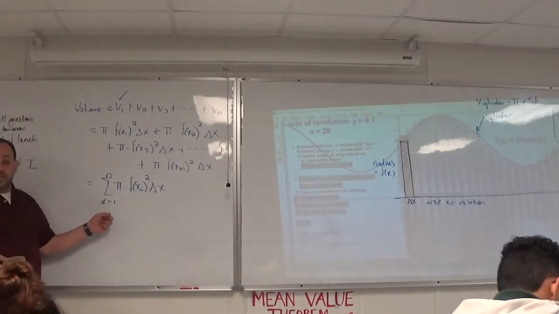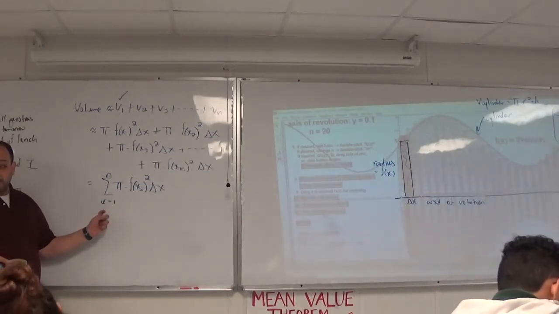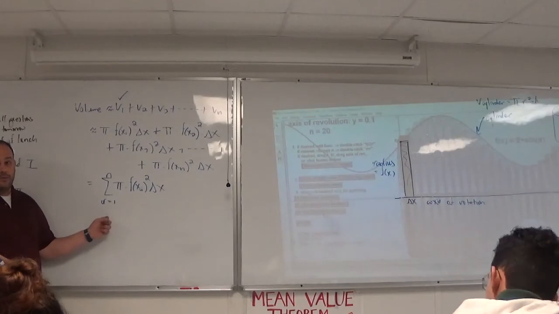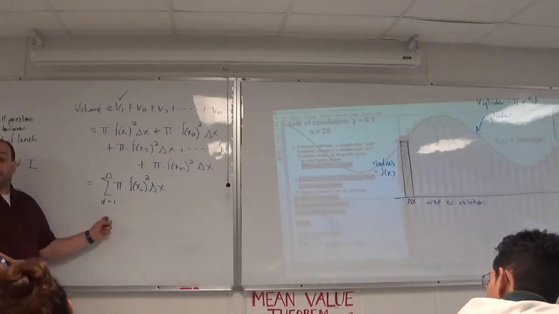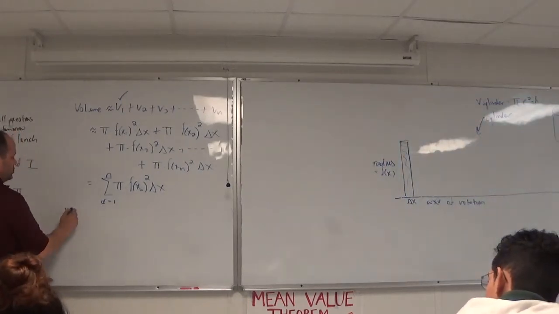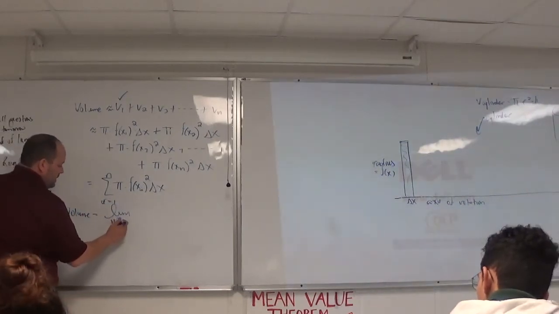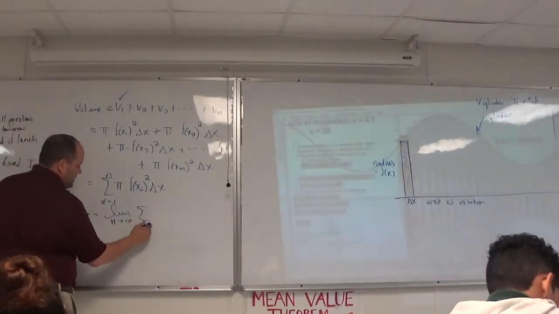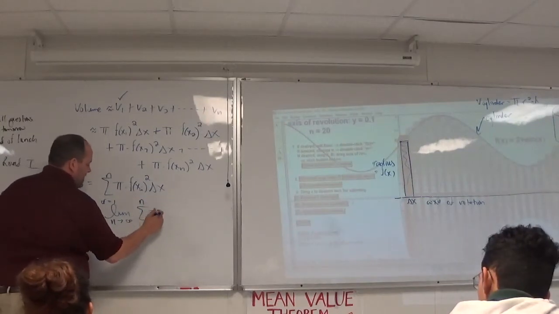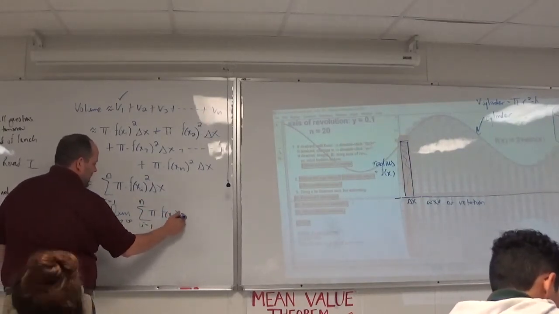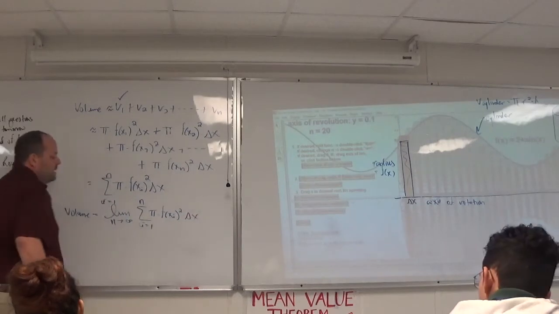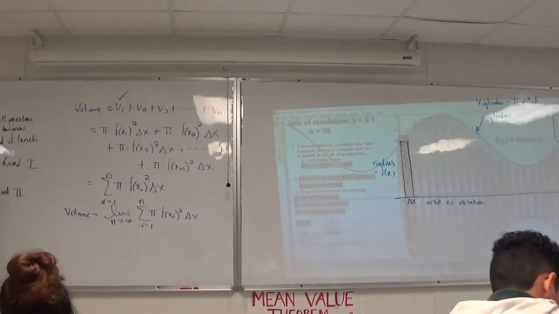And this gives you the exact volume? No. Don't fall for it. This is an approximation. What I want to get is the true volume. We're going to take that limit. Limit as n approaches infinity, big sum from 1 to n of pi times f of x sub i squared times delta x.